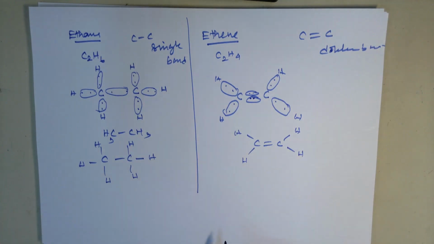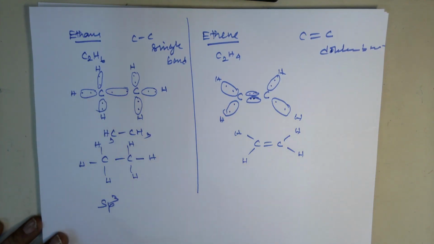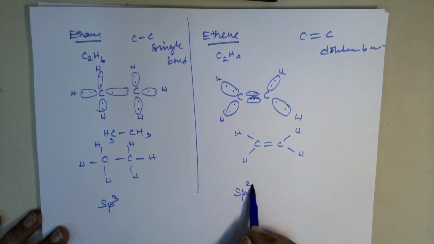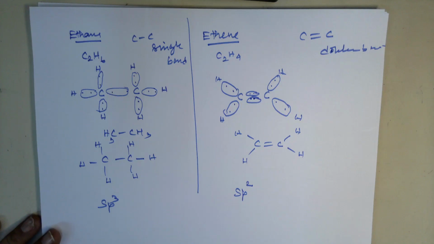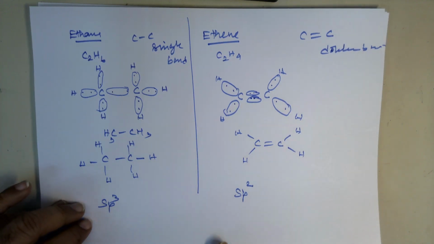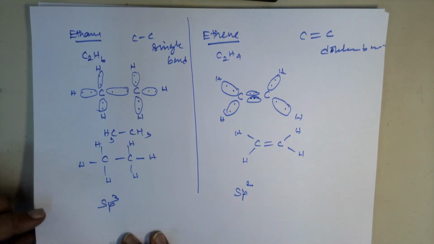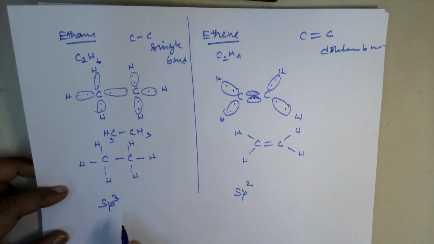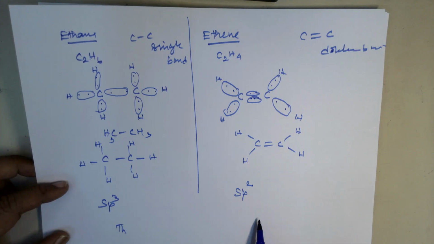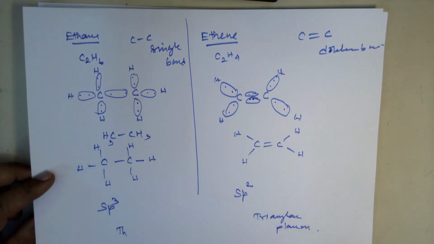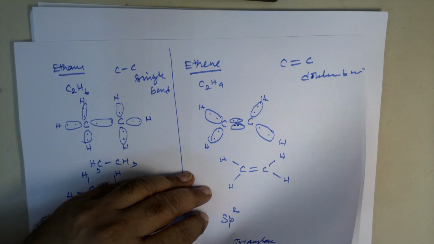Usually it is called the sp3 hybridized orbital whenever you come across single bonds, and this is the sp2 hybridized orbital. The carbon has such a tendency, and based on that we can determine the structure also. Usually sp3 hybridized carbons have a tetrahedral structure, whereas sp2 have a triangular planar structure. Now let us move to sp hybridized.